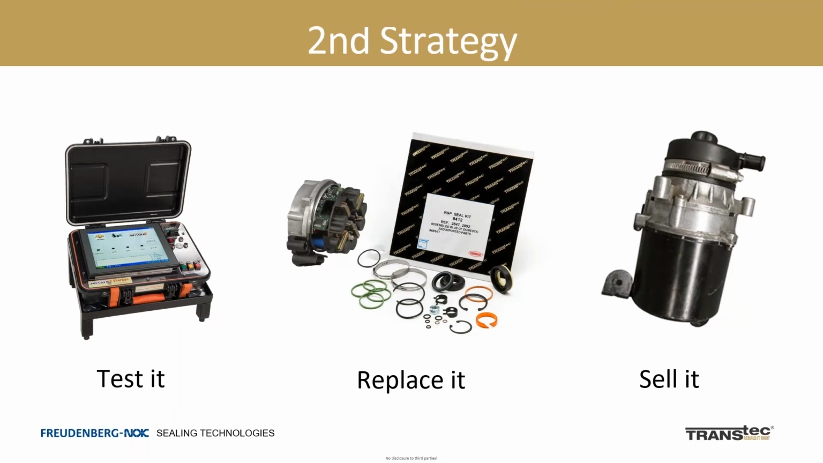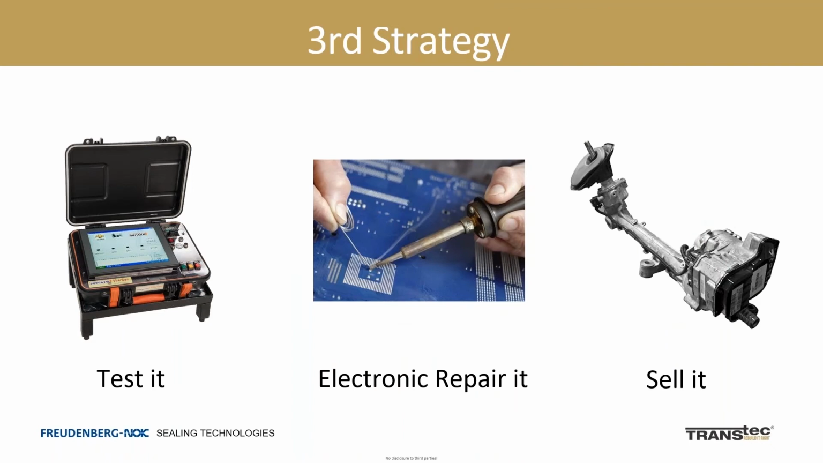You would again test the rack and make sure there is functionality. If there is an issue, one could then replace any seals, mechanical components, or the electronic portion to bring the rack back to full functionality. At this point, it's ready to sell. The final strategy would include testing it, making electronic repairs, and selling it.